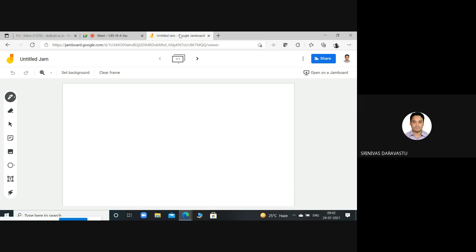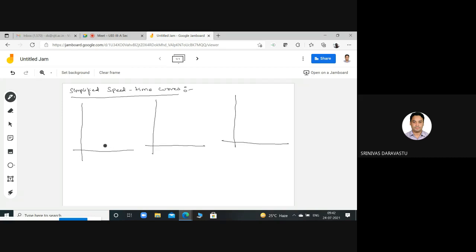Now next one is simplified speed time curves. First of all, we can draw speed time curves for different services. There is no free running period for urban and suburban services, and it is available in the mainline services.